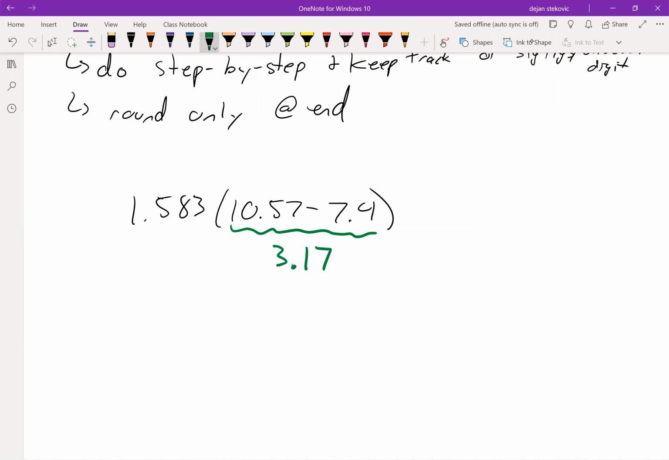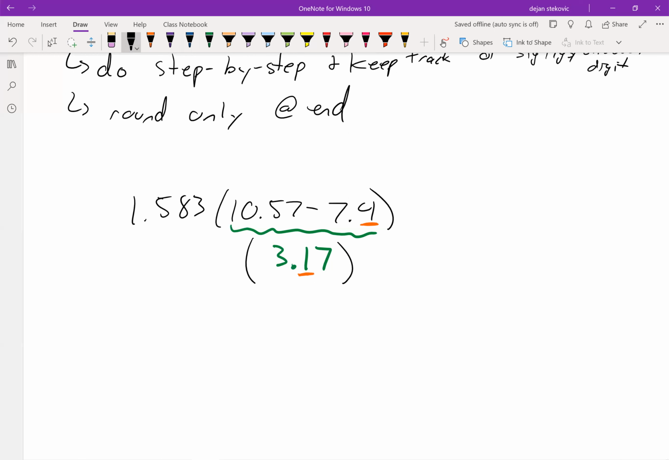3.17. If we think about this as a subtraction, this 4 is our least precise uncertain digit, which means that this number right here is our least precise uncertain digit. So if we were done with all the math, we would say that this value is 3.2. We're not done, so we're not going to do any rounding just yet. And so then we continue on with our math while keeping track of our uncertain digit. A good way to do this is to underline it, right?